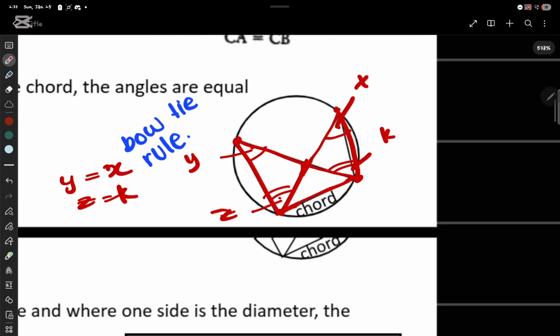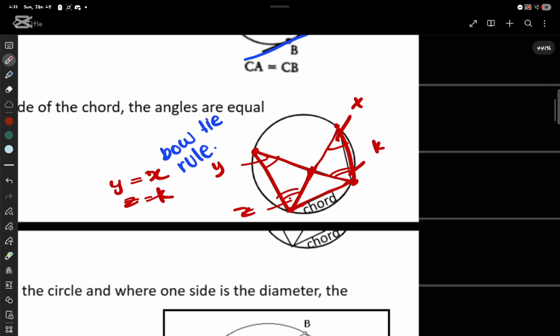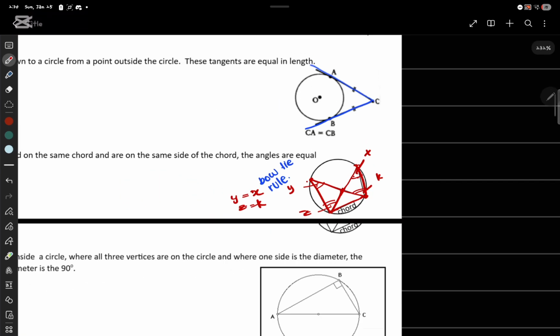Whenever you see this diagram with two triangles like this, and it forms a bow tie sort of shape, then you just know that these two angles touching the circumference on the same side, up top, are the same, and these two angles at the bottom are the same.